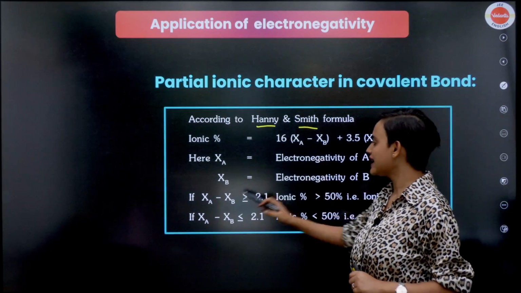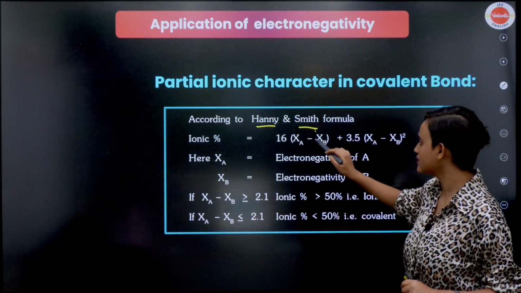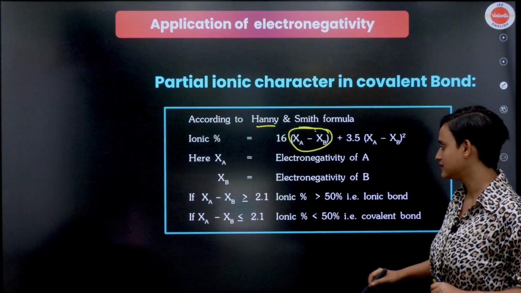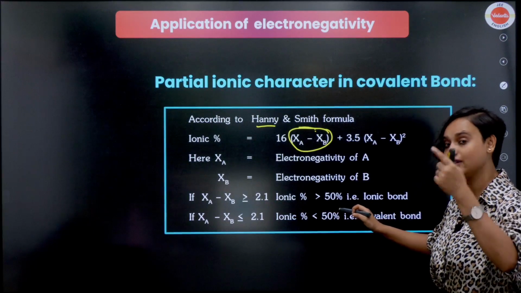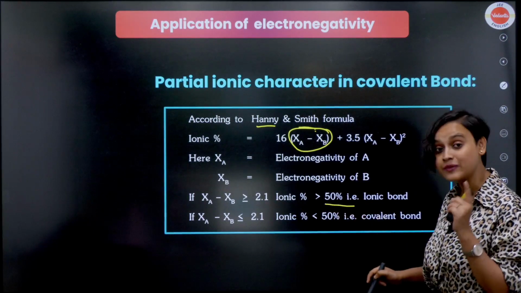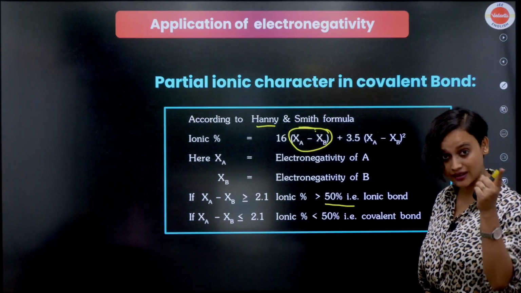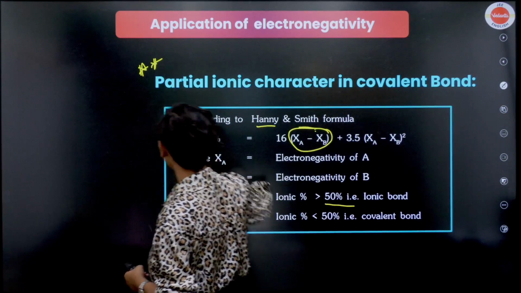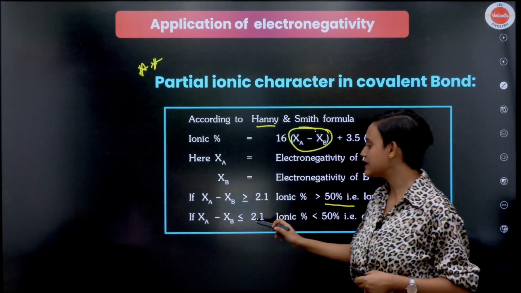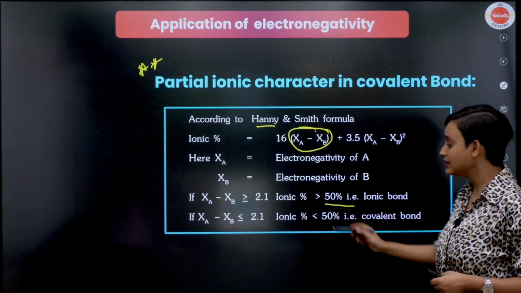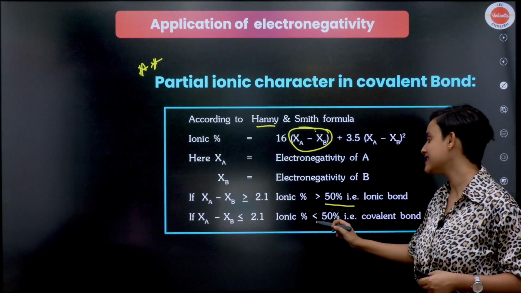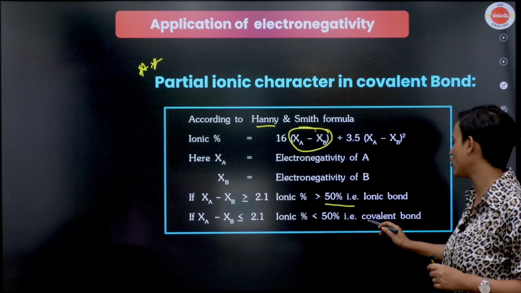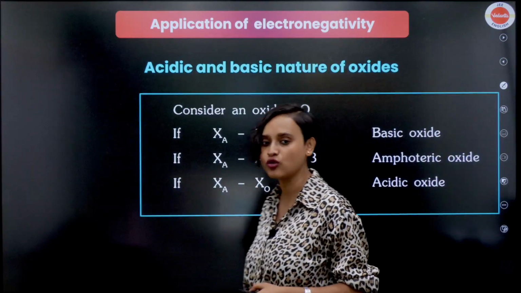Now if Xa minus Xb is greater than or equal to 2.1, then the ionic percent is greater than 50%. That means it is an ionic bond. This comes in the exam, guys. This is important. But if the difference is less than 2.1, then the ionic percentage is less than 50%, and that means we say that it is more inclined towards the covalent bond.